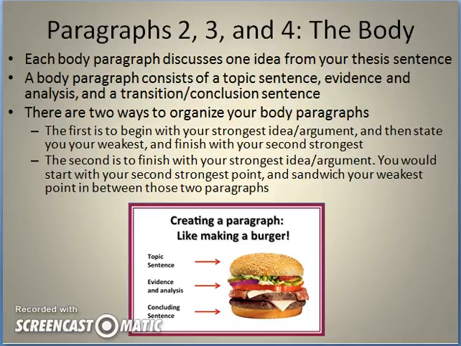That would be point 1. I would probably talk about my weakest point, which is that it can be cooked to your desired temperature, whether you like a burger medium rare, medium well, or medium. I'll put that second, and then you end with your second strongest point.